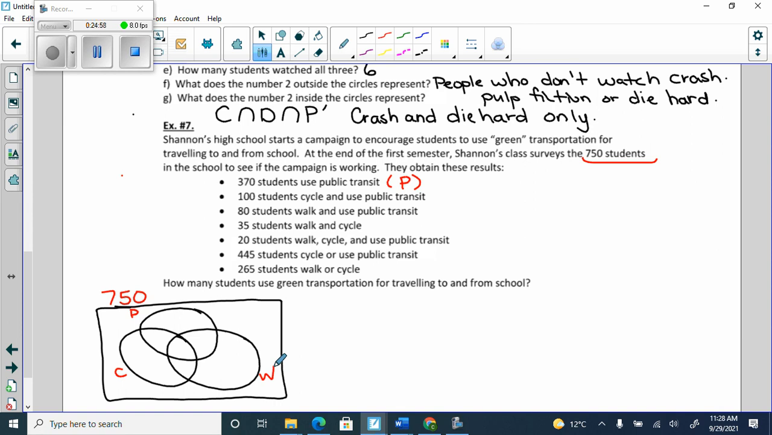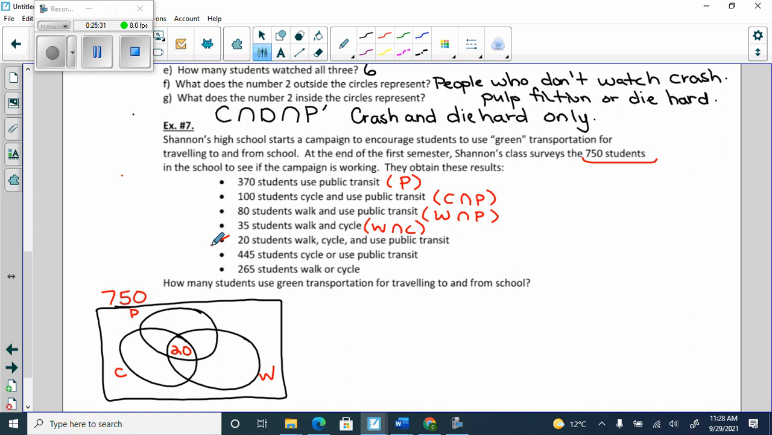Then 100 students cycle and use public transit. I still can't fill that in because it's the eyeball shape and I'm missing the inside. Then I have 80 students walk and use public transit. Still can't fill that in because I need the middle. 35 students walk and cycle. Can't fill that in because I still need the middle. 20 students walk, cycle, and use public transit. There we are, that's the one I need. So I'm going to put 20 in the middle.